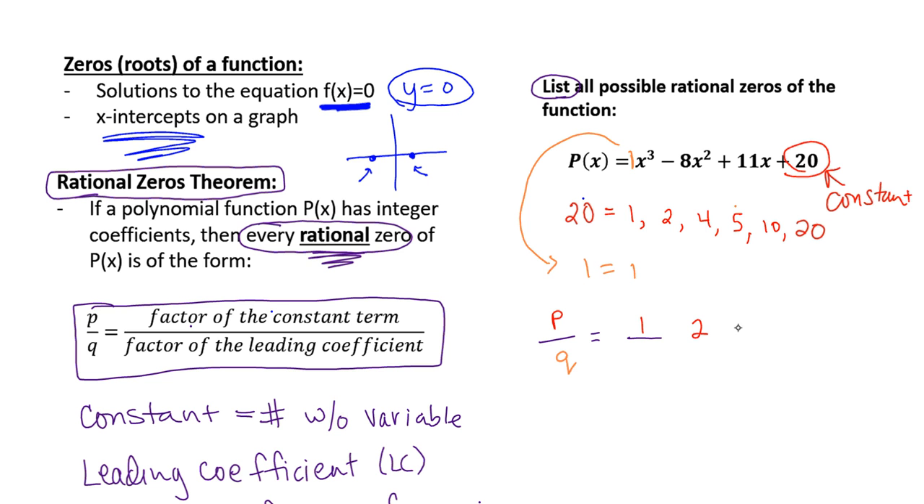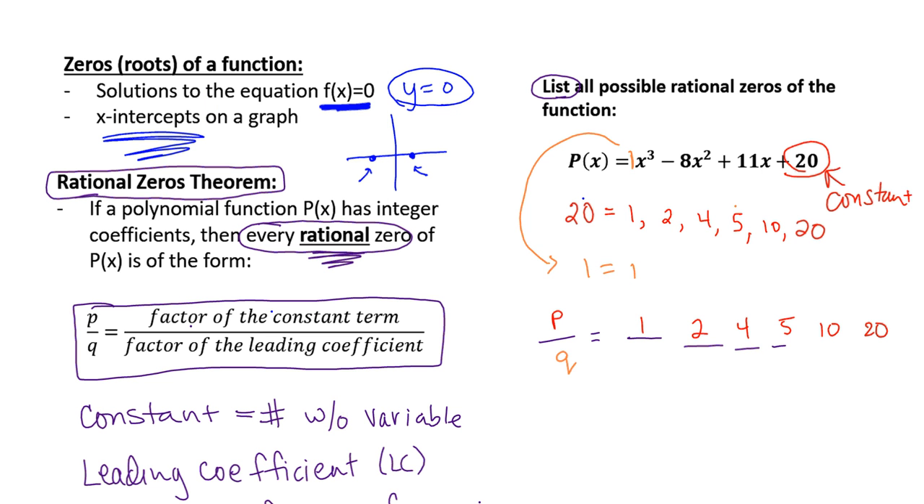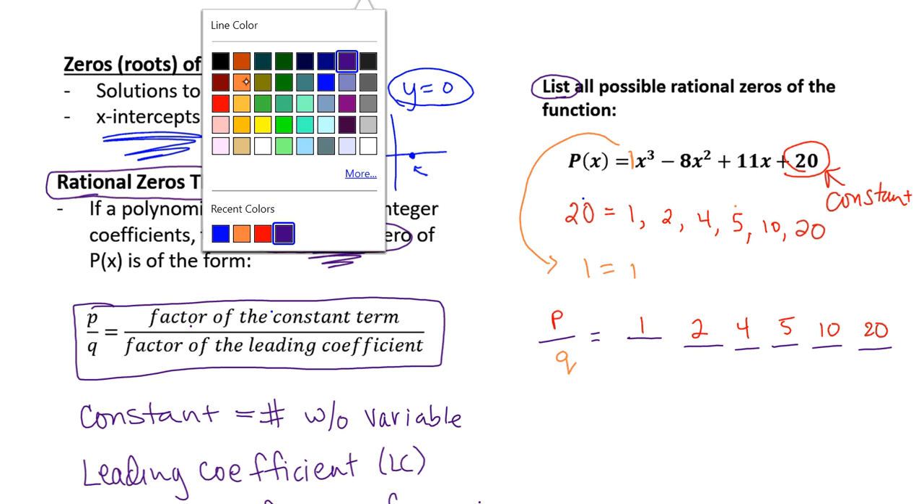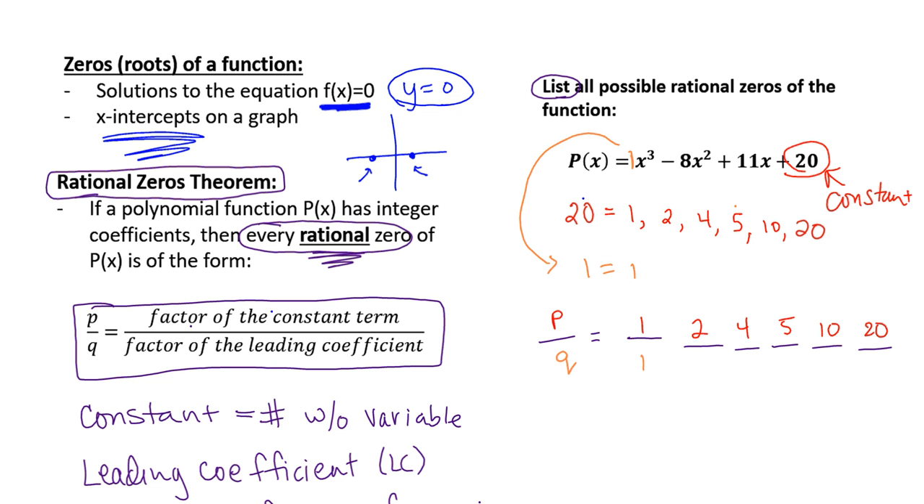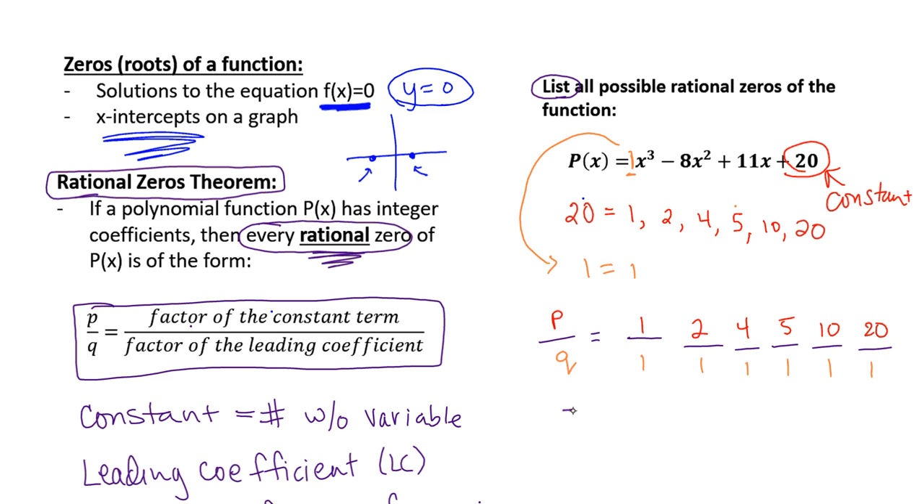So we'd have 1, 2, 4, 5, 10, 20. And then in the denominator for each of those is that 1 from Q. Now that won't always be that simple where it's a 1, like maybe if it was a 2 out in front here of the x cubed, then it would be a little bit different. We would have more factors to share. But in this case, we don't. So right now our P's and Q's can be listed as 1, 2, 4, 5, 10, and 20.